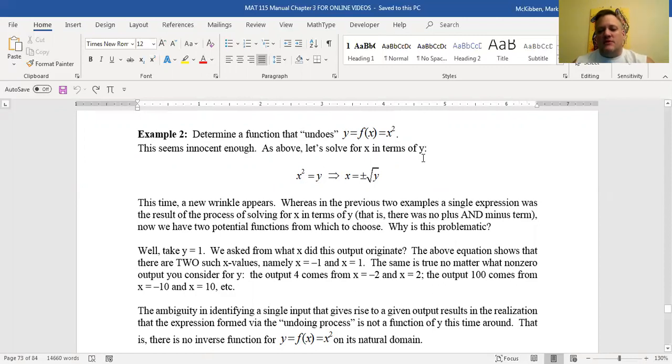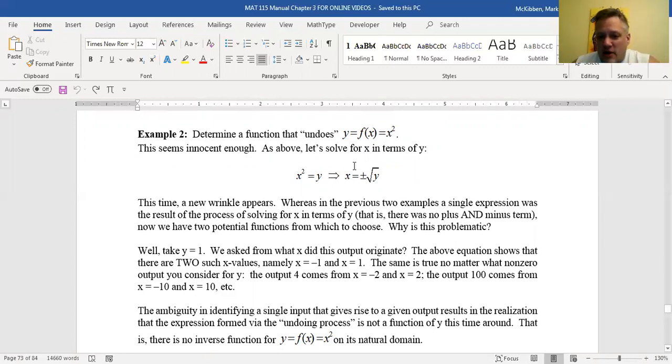And so the problem is we don't know which x value it came from. It could have come from one or the other. And so that non-uniqueness causes a problem, right? And so what we'll say in that sort of situation is that there can't be an inverse function because there's an ambiguity.